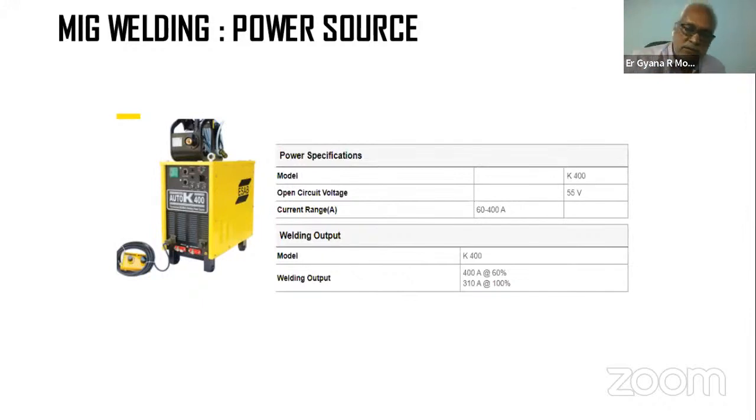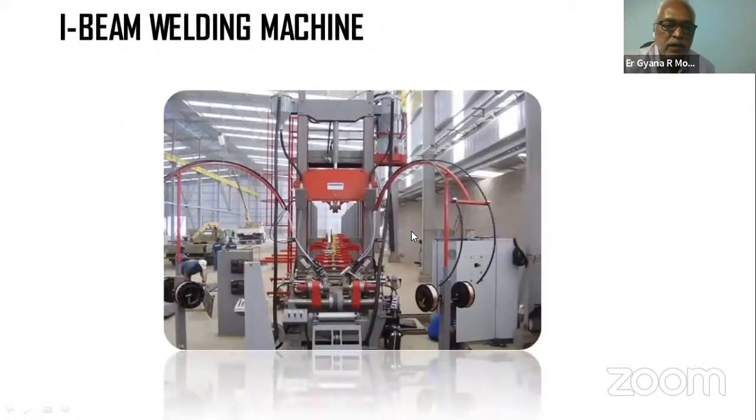Let's say we want to do welding in a workshop. We have to find out what the power rating of this power source is, and what the current is. Here the current is up to 400 amperes, and the voltage is this much. So when we have the specification of a particular machine, we can know for what type of welding rod or what type of voltage and current parameters this machine is capable. Accordingly, we select our machines.